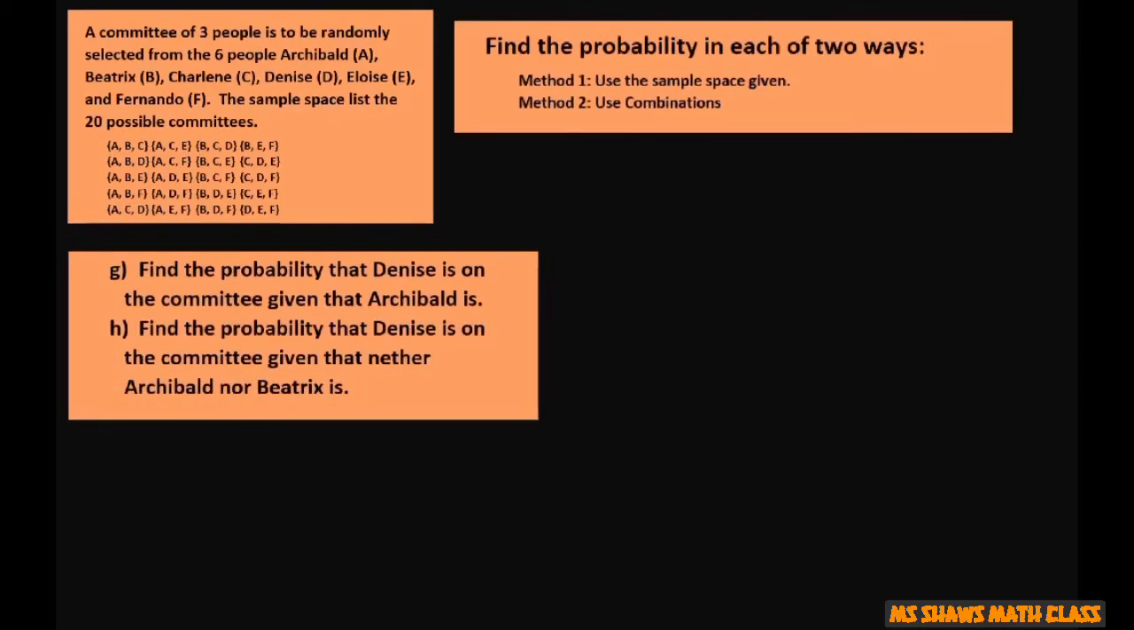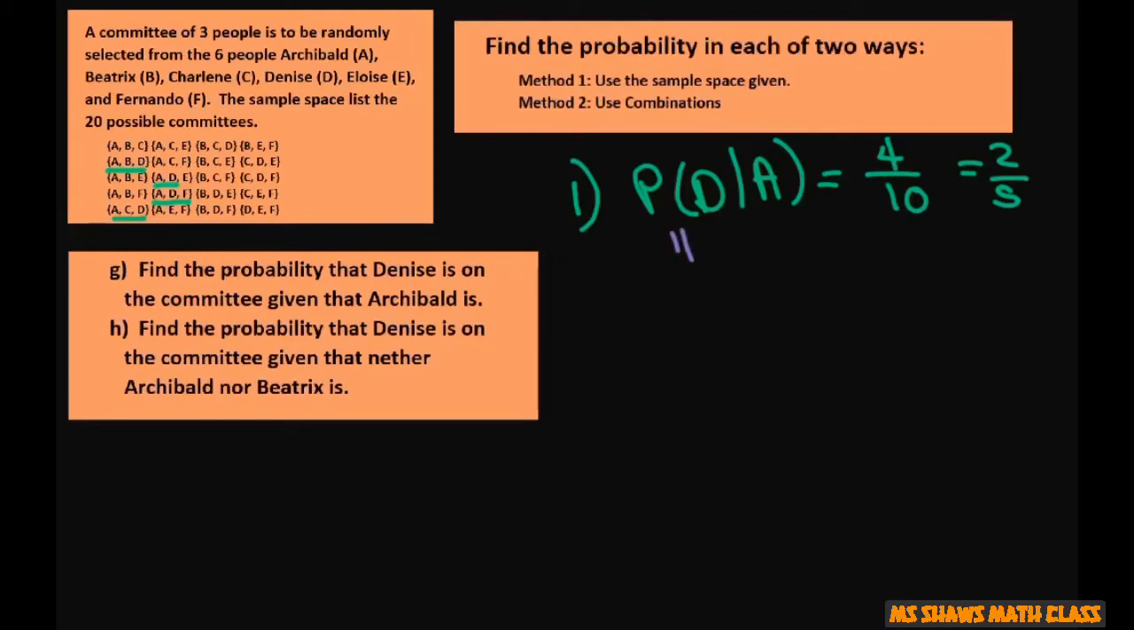All right, find the probability that D is on the committee given that Archibald is. So basically what you're looking at is method 1, probability of D given A. So given A, where do we find a D? So there's 1, there's 1, there's 1, and there's 1. So that's going to be 4 out of 10, which is 2/5.